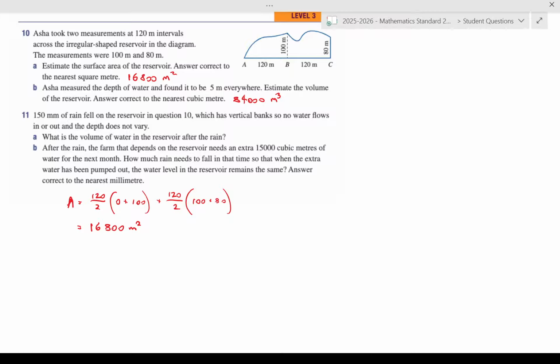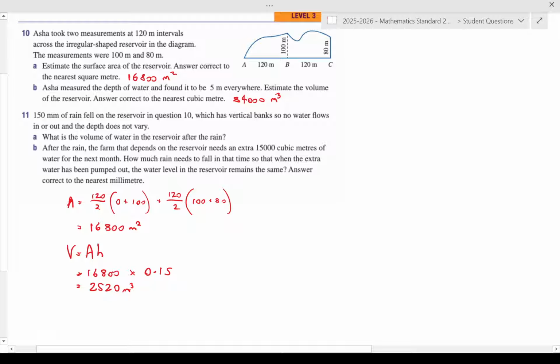Now, I did that in question 11 because I didn't have that data, so I thought I'd better do it. Now, you had to work out what the volume of water in the reservoir was after the rain. Now, the volume is the surface area times the amount of rain, or the height. So we're going to do 16,800 times the rain was 150 millimeters, but we're going to convert it to meters so that we've got them all in the same unit. So it's 0.15 meters. Multiply that out and you get 2,520 cubic meters.